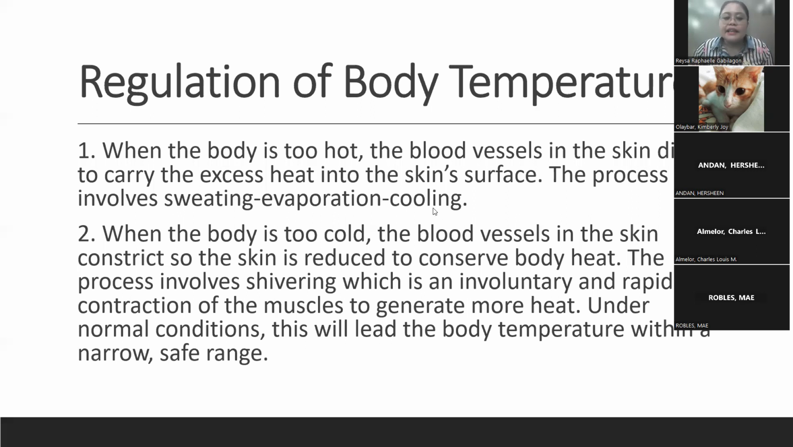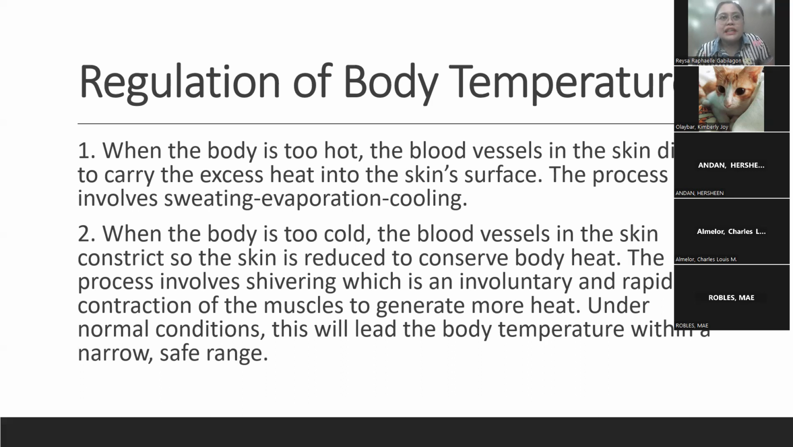Na paano kung baliktad? If the body is too cold, baliktad din siya. The blood vessel will be constricted para ang heat hindi siya lalabas. Okay? Ma-conserve yung heat inside. So the process involves naman shivering, which is class involuntary, and at the same time, syempre when you shiver, there is uncontrollable or rapid na muscle movement to generate more heat. Okay, so under normal conditions, this will leave the body temperature within a narrow or safe range.